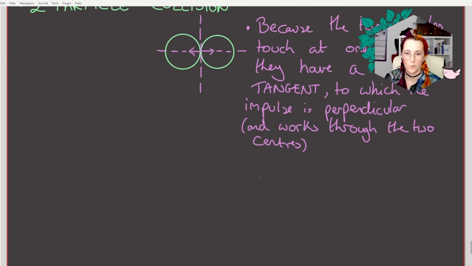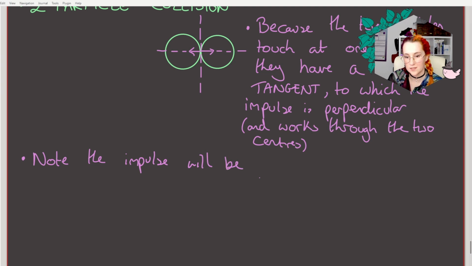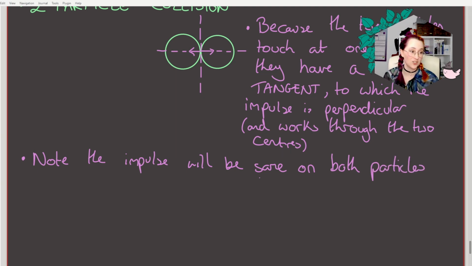So that's sort of point 1, and then point 2 with this is, note the impulse will be the same on both particles. So just like in 1D, just like with normal collisions, it's the same impulse. It's the every force is the equal and opposite. The impulse works in both directions, so it's the same impulse.